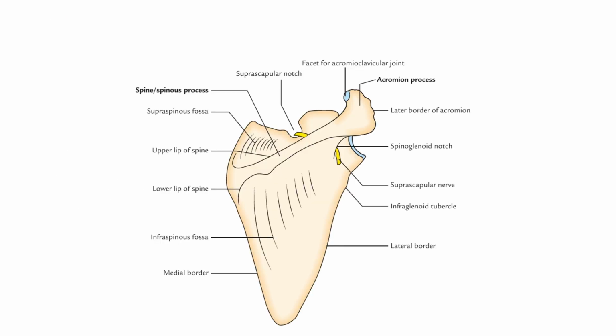So here is a diagram to sum it up. We have the medial border, lateral border, then the superior border. Here is the infraspinous fossa. This is whereby the infraspinatus muscle attaches. We have the infraglenoid tubercle, then the subscapular nerve, spinoglenoid notch, lateral border of the acromion. We have the acromion process, spinous process, then we have the facet for the acromioclavicular joint.